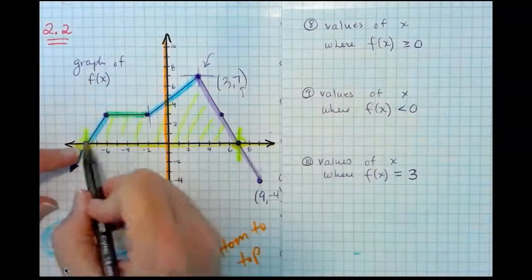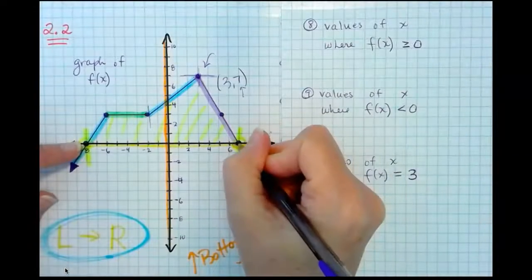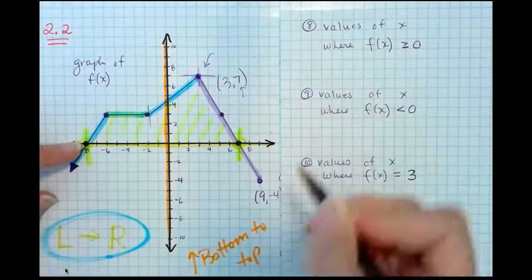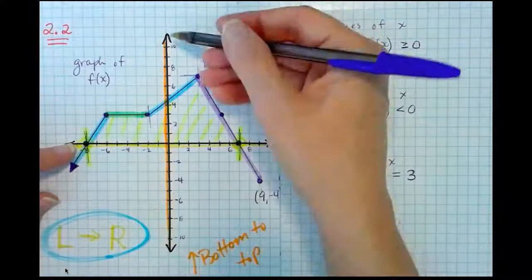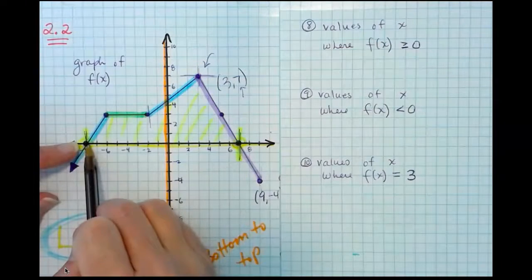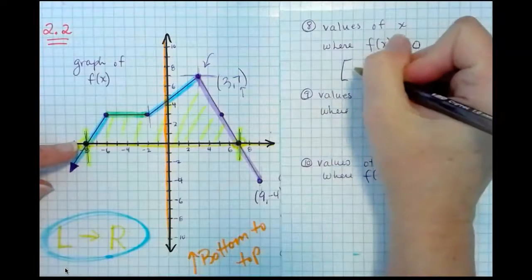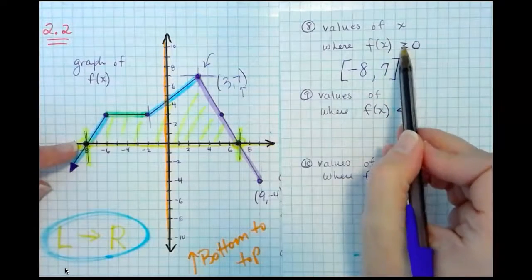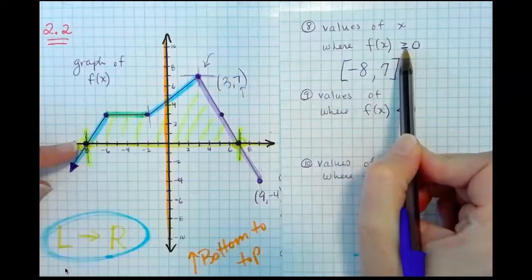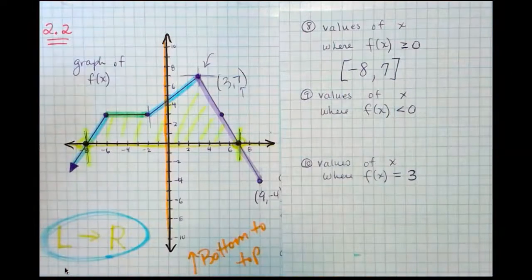So we are going to include this point because it's or equal to 0. We will include this point as well because it's or equal to 0. So our function is greater than or equal to 0 between -8 and 7 inclusive. Remember, it says greater than or equal to 0. That's why it's going to be inclusive there.